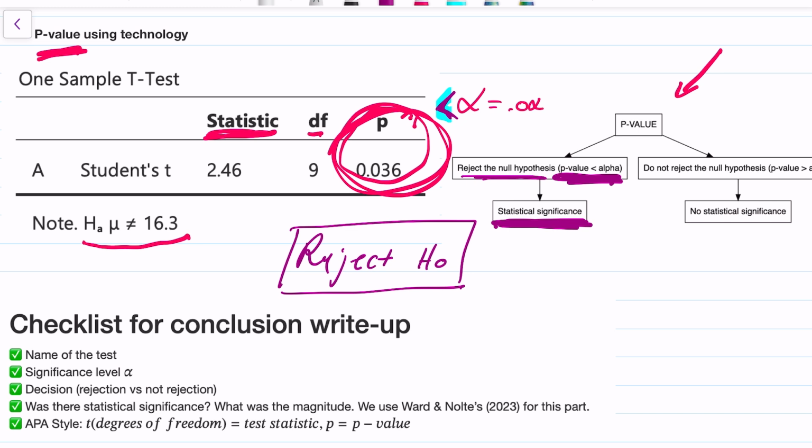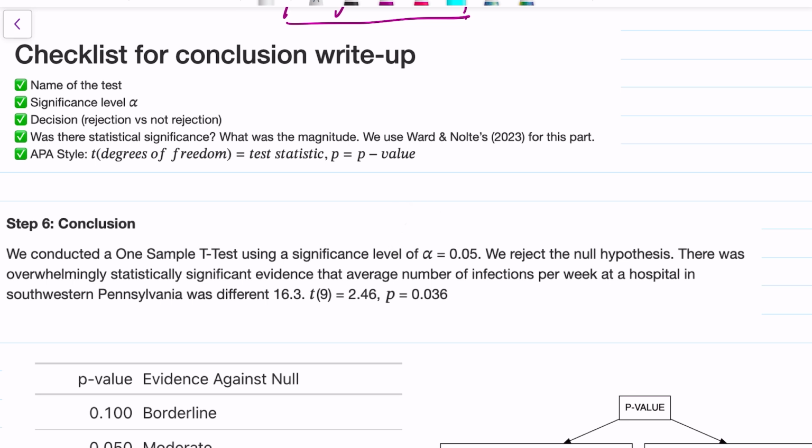From here, we have all the information that we need to write our conclusion. So now all we have to do is write our conclusion. First, we need the name of the test. I call it one sample t-test. That's what Jamovi calls it. But you could also say, I did a hypothesis test using the t-distribution. That's also appropriate because that's exactly what we're doing.